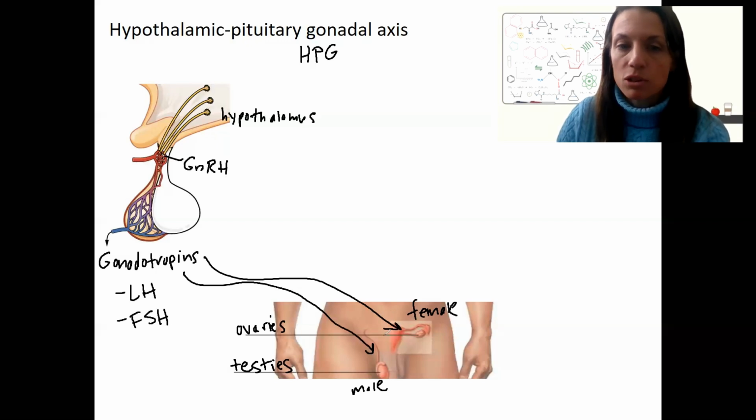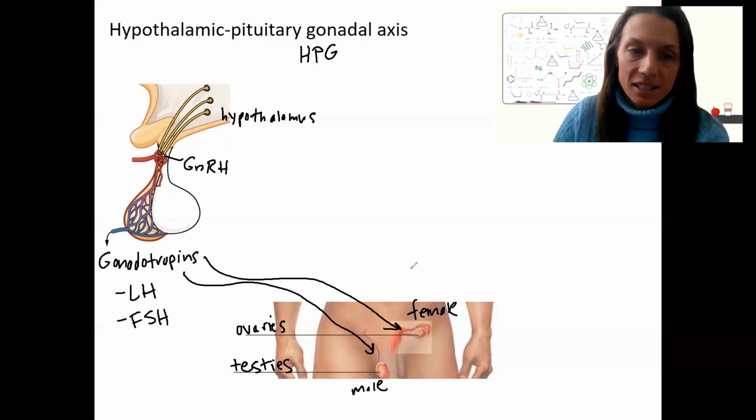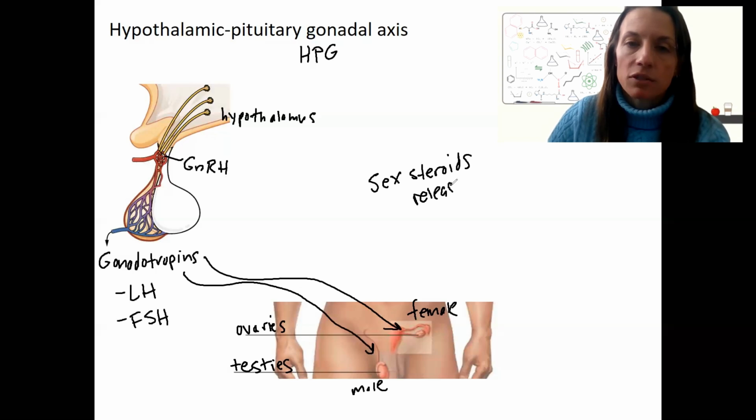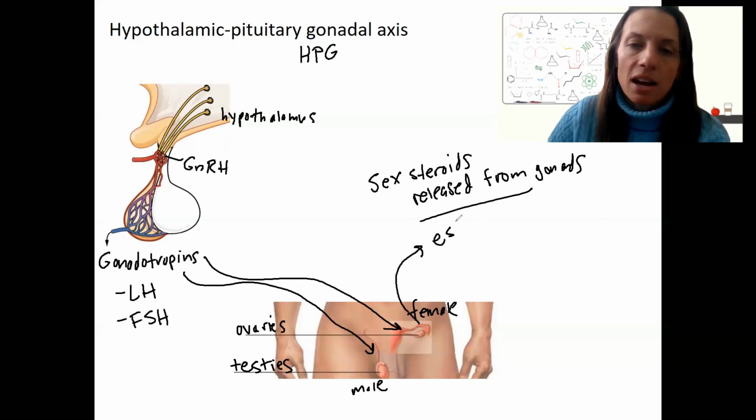Because that's what endocrine hormones do. Endocrine glands. Ovaries and testes are also endocrine tissue. And there are 3 sex steroids that are released from the gonads. And they're released in different proportions in males and females. Primarily from the female, there's going to be estrogen and progesterone. From the male, primarily, there's testosterone.